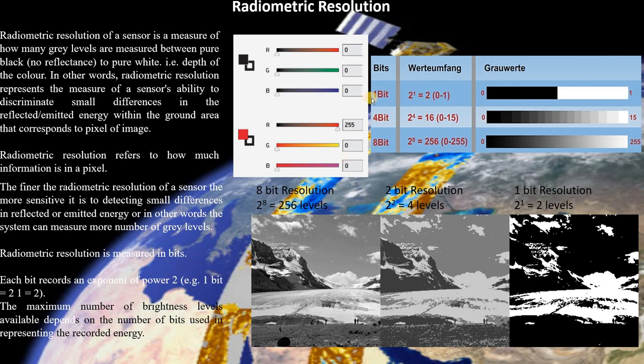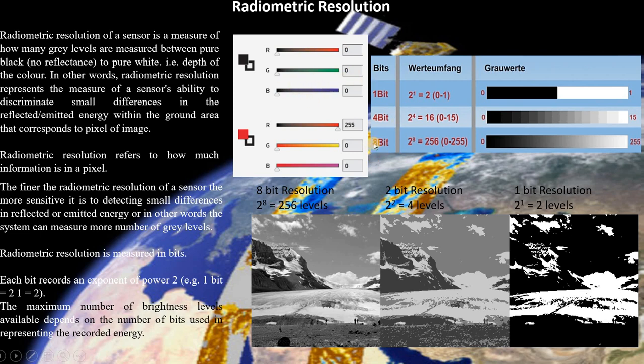That means if I say the radiometric resolution of the sensor is 1 bit, 2 to the power 1 equals 2. Similarly, if I say 4 bit, 2 to the power of 4 equals 16. That means the sensor can distinguish 16 different levels between pure black and white. Similarly, in case of RGB, 16 shades in red, 16 shades in green, 16 shades in blue.